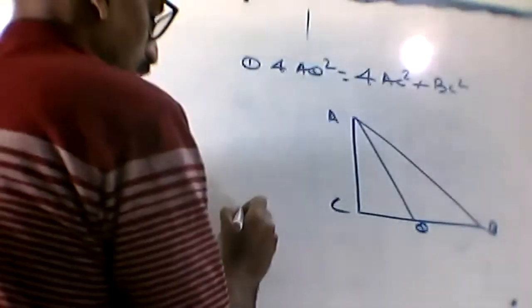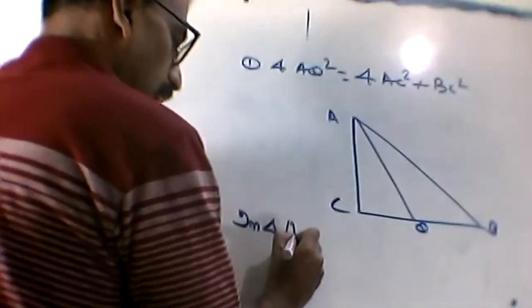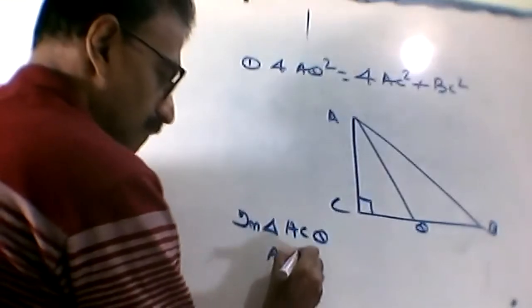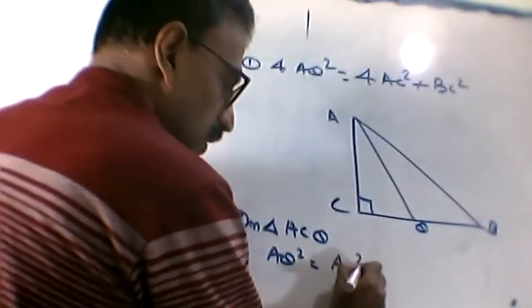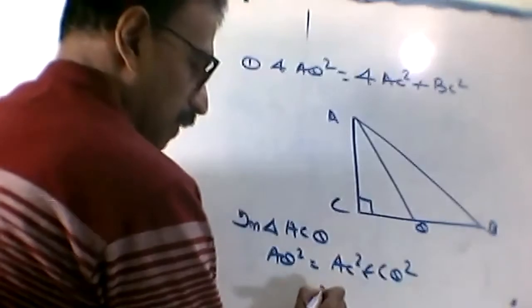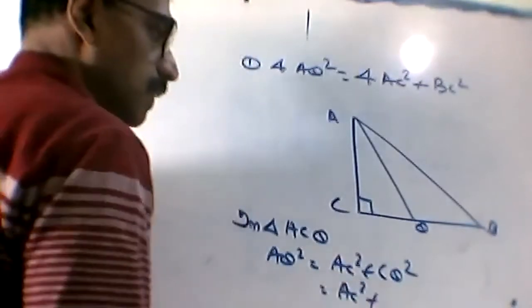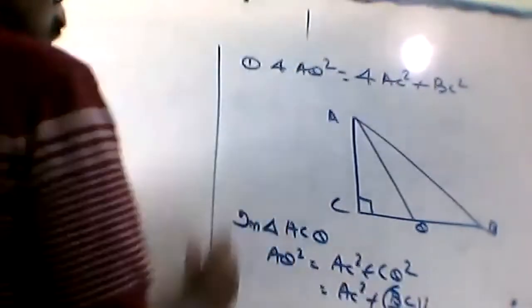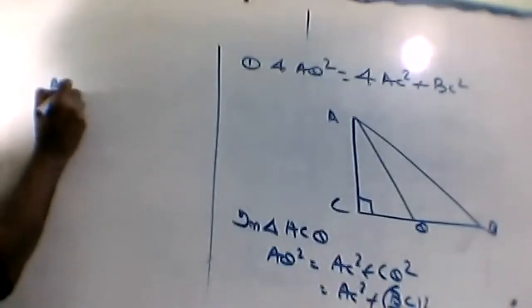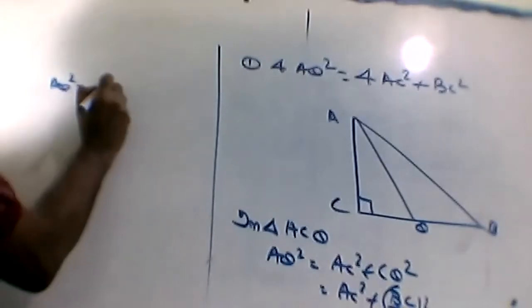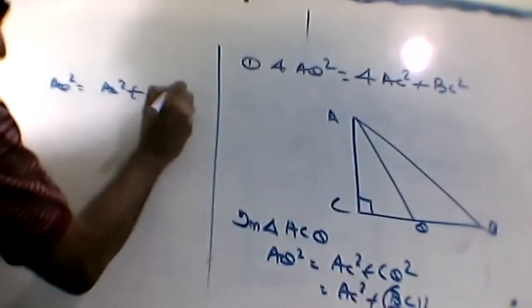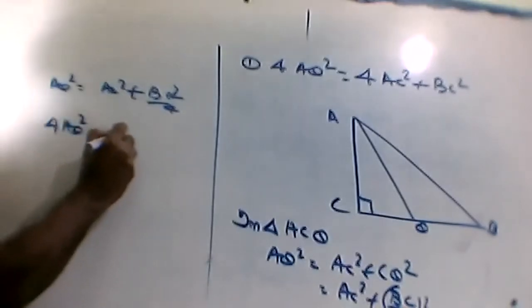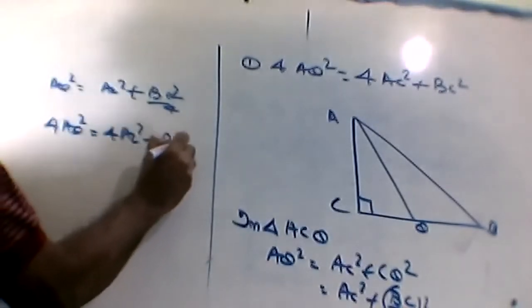Look at here now. In triangle ACQ, this angle 90. So AQ square equal to what? AC square plus CQ square. So that is AC square plus BC by 2 whole square. Then AQ square equal to AC square plus BC square by 4. So 4AQ square equal to 4AC square plus BC square. First part we got it.